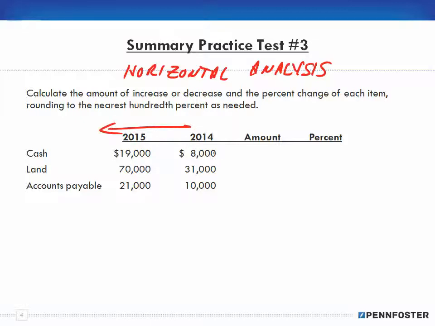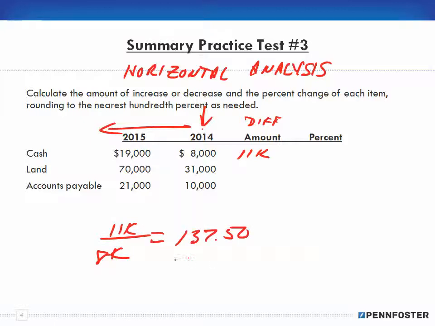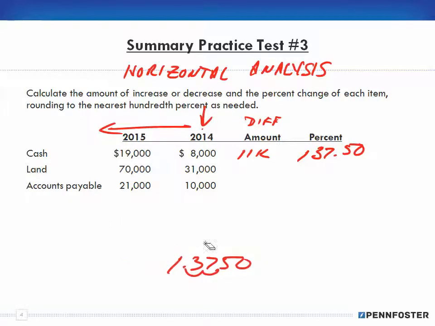I'm going to look for the difference in the amount. So 8,000 from 19,000 means we have $11,000 is the amount, and I divide. Since we're going from the past to the future, we're going to be using the 2014 figures as our base. So I have 11,000, and I'm dividing it by 8,000, and that gives me 1.3750, and I just made it a percent, 137.50%. And we do the other two the exact same way.